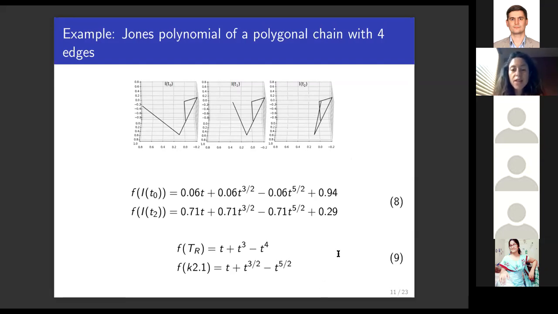But you can tell in this example that indeed you tighten a configuration here that looks a lot like a K2.1 knotoid, but in 3 dimensions. In most projections, that's what it will give, K2.1.